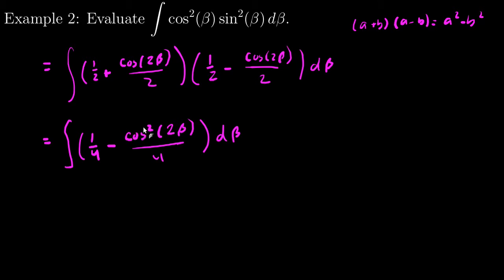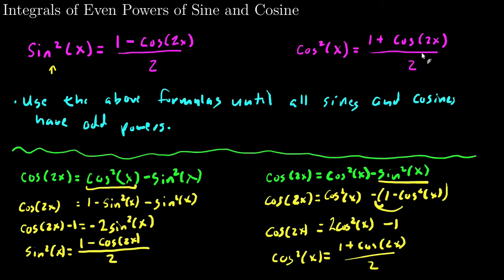But unfortunately, I still have a cosine squared, so I have to continue. So I will take the integral of 1/4. I'll take the negative 1/4 out of here, and then just deal with the cosine squared of 2 beta. And if I recall, the formula for cosine squared was 1 plus cosine 2x over 2. But in this case, I have a 2 beta here.